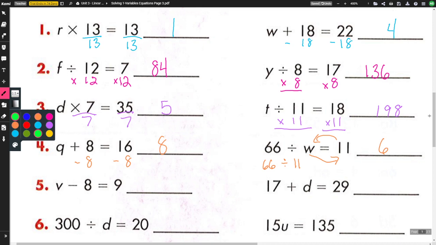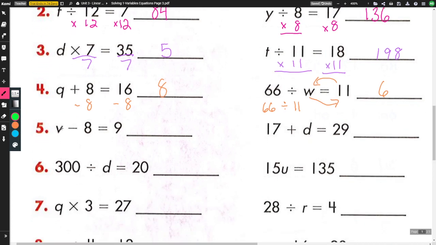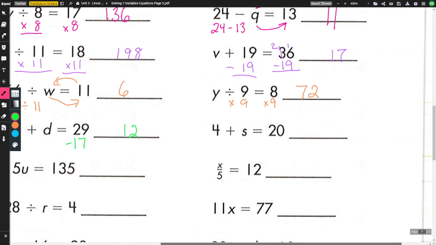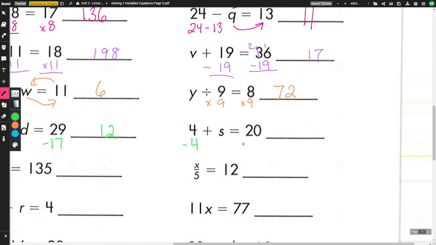Okay, last row I'll do. Here we have b minus 8. Opposite of minus 8 is plus 8. My answer is 17. Here I have 17 plus d. I just subtract 17 on both sides. 9 minus 7 is 2. That's 1. There we go. Last one. Subtract 4 on both sides. And we get 16.